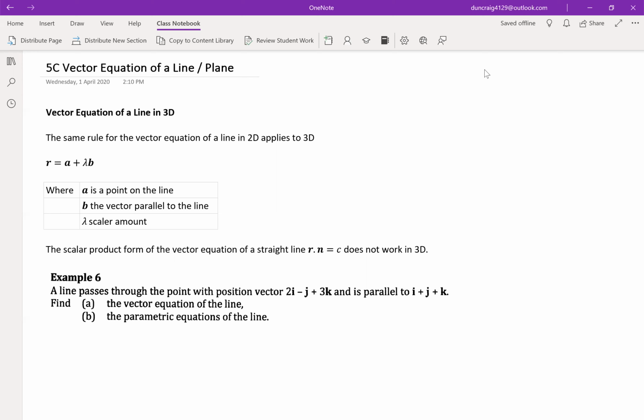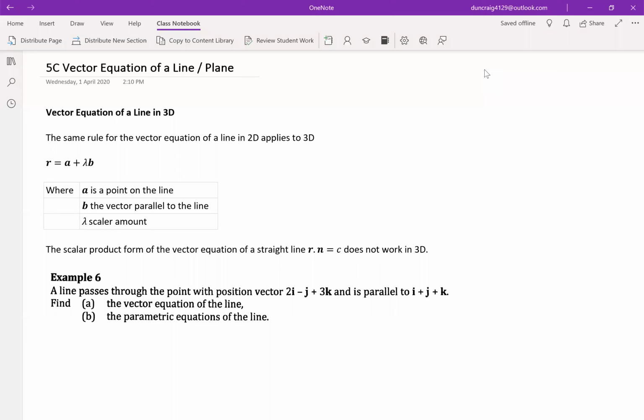Today we're looking at Sadler's Chapter 5c, which is the vector equation of a line and plane. We're pretty much just building on everything from Chapter 4 in this chapter. So we had a look at everything in vectors in 2D, and now we're doing everything all again in 3D. First of all, we're going to look at the vector equation of a line, followed by a plane.